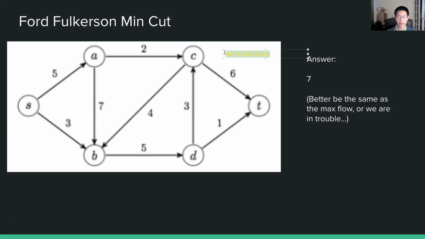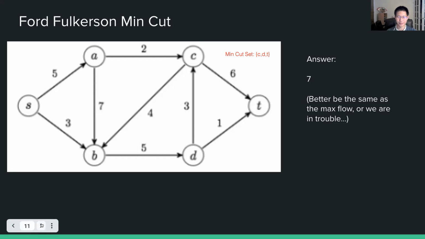I got this wrong in my Algos class because I thought it was supposed to be a number, but it's actually a set of nodes. So don't make the same mistake. But yeah, the min cut value is 7. It better be the same as the max flow of 7, otherwise we're in trouble. Basically, I'd be telling you a lie all evening, and I should go back and retake algorithms, and not do that.